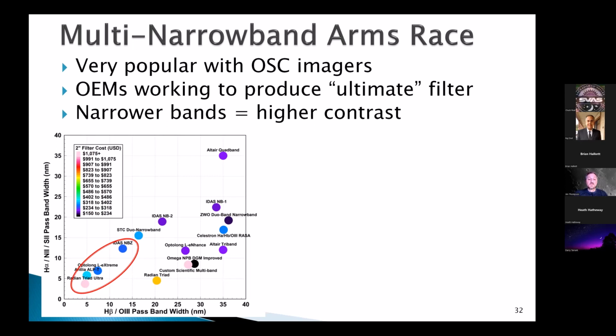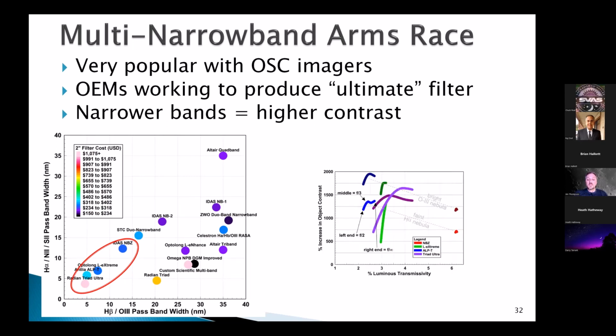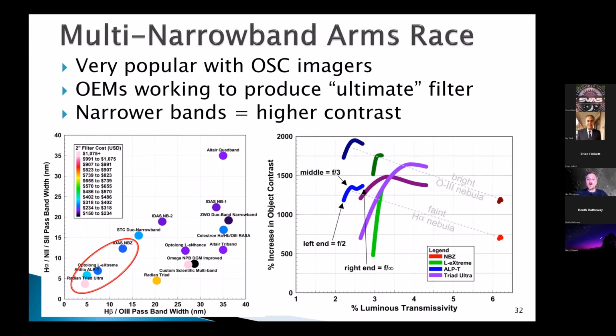My testing resulted in plots such as this, that shows not only how each filter performs relative to the other, but how that performance changes with the optics' F ratio. My findings were that the ALP-T was the best all-round performer, and that the Radian Triad Ultra, on average, did not perform significantly different than the much less expensive L-eXtreme.